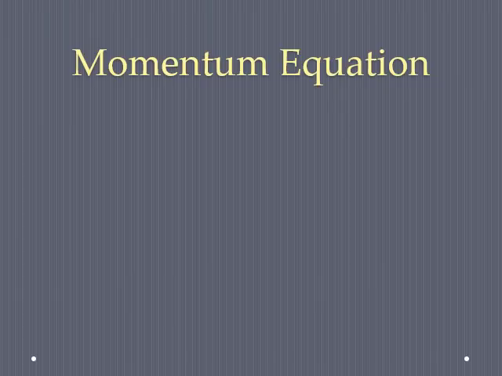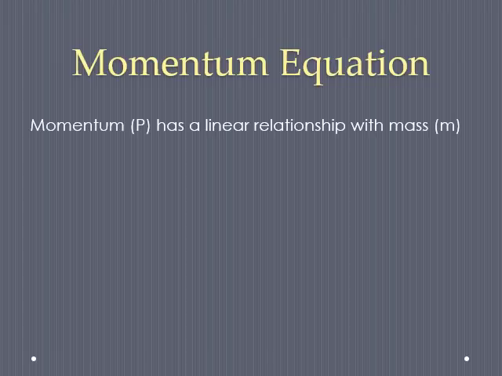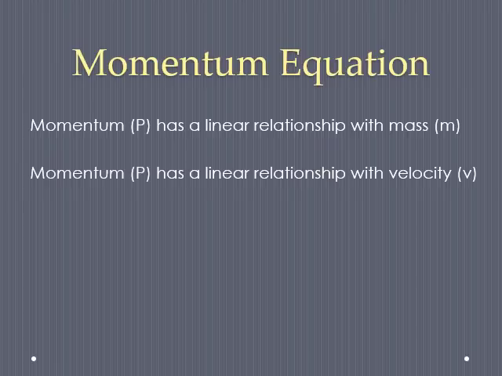So if those are the only two variables that matter, mass and velocity, we can combine those two relationships into an equation. So we know that momentum has a linear relationship with mass, and it has a linear relationship with velocity, or v. Think back to the last unit when we talked about deriving equations, and I would really recommend pausing this slideshow here and seeing if you can come up with an equation for P given those two relationships.